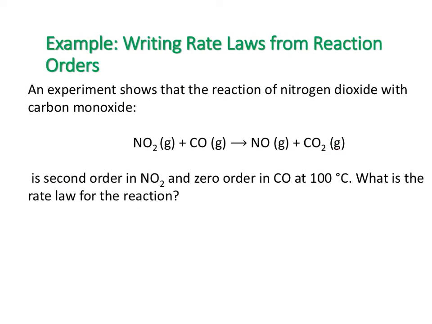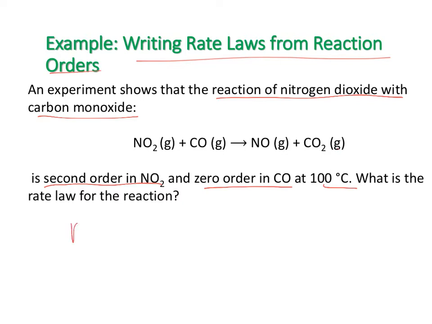So now we're going to practice writing a rate law when we are given reaction orders. So an experiment shows the reaction of nitrogen dioxide with carbon monoxide, and it shows that it's second order with respect to NO2, zero order in CO at 100 degrees. What is the rate law for the reaction? So we're going to start off with our basic rate law, which would be rate equals our K and then our reactants. Remember that we don't really care about our products when writing rate laws.